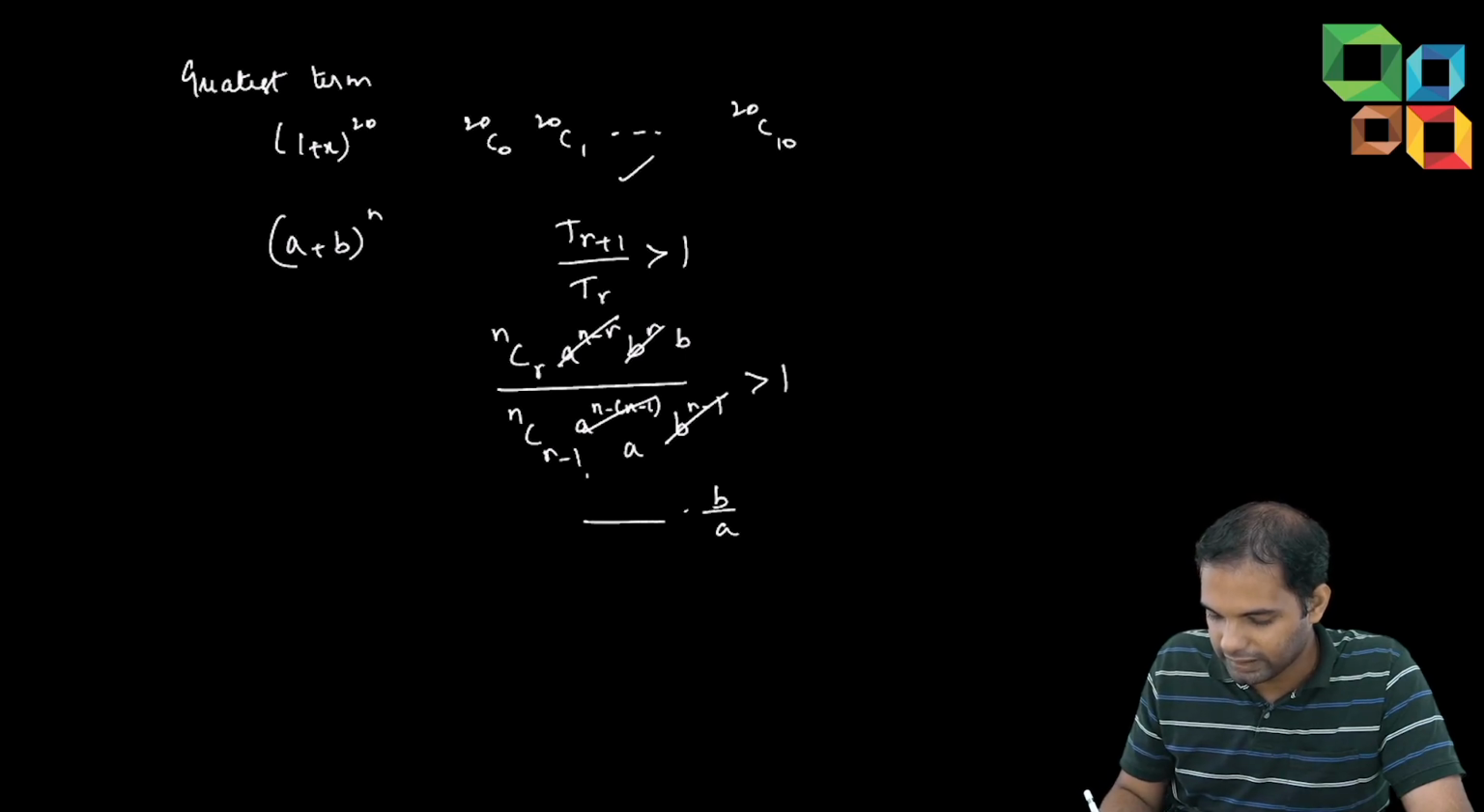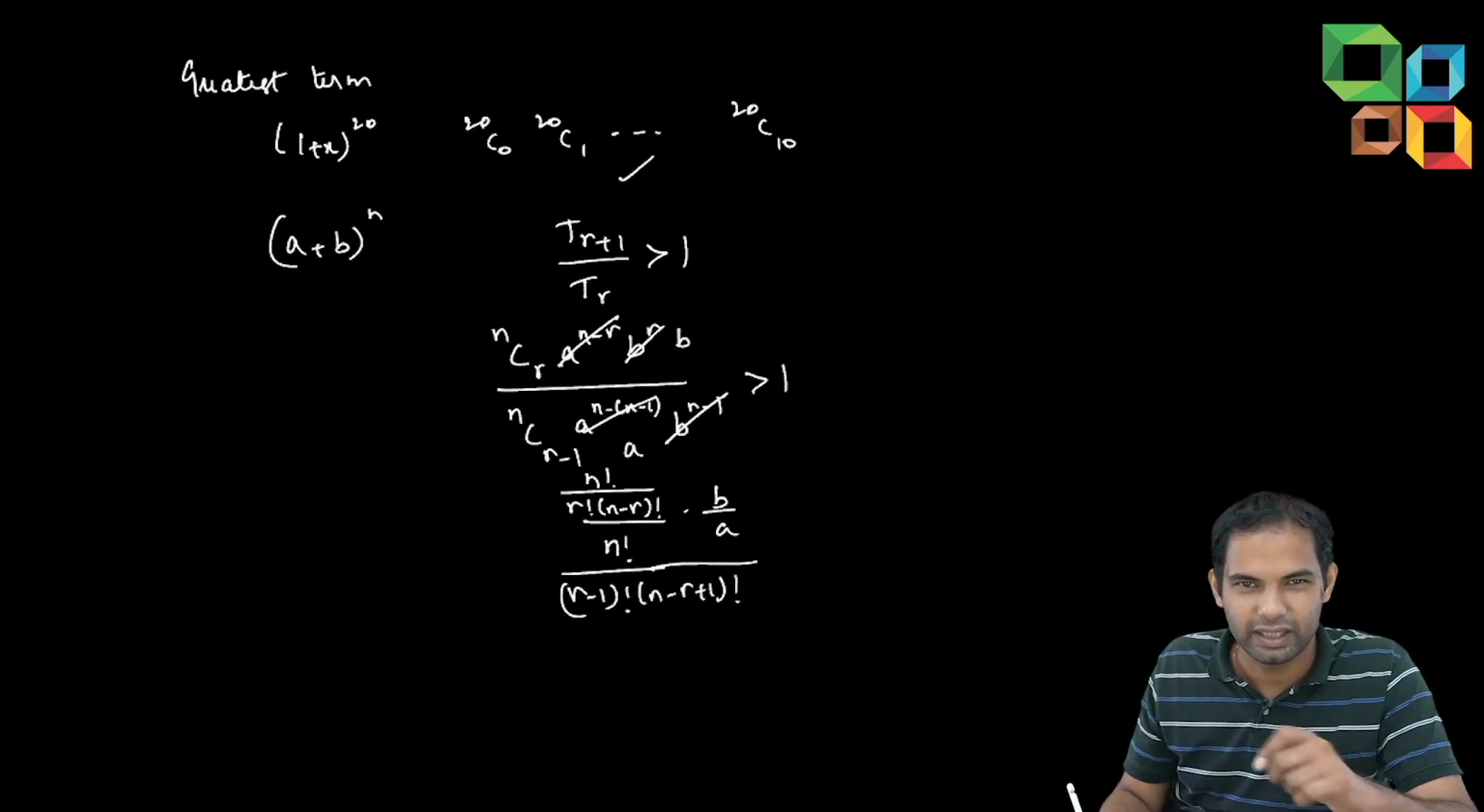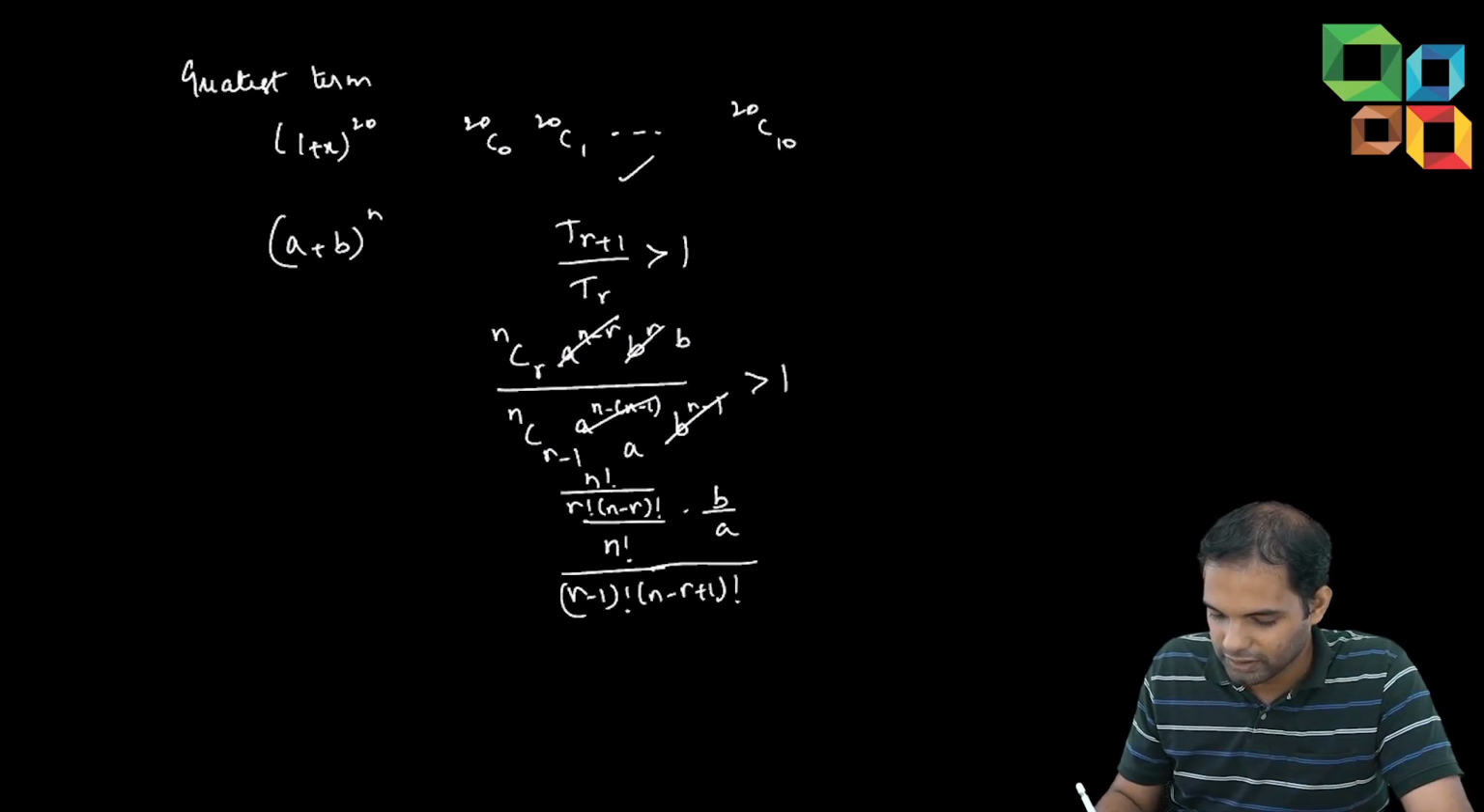We can write directly n factorial by R factorial into n minus R factorial. So NCR minus 1 again is n factorial divided by R minus 1 factorial into n minus R plus 1 factorial. After simplification, the n factorial will get cancelled. Okay. What is remaining?